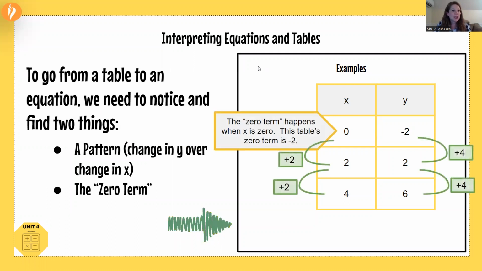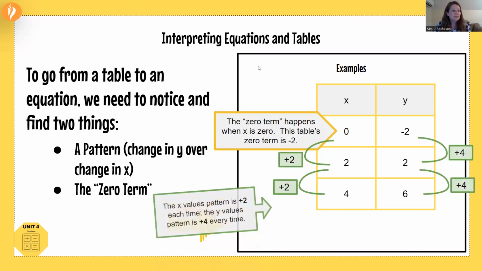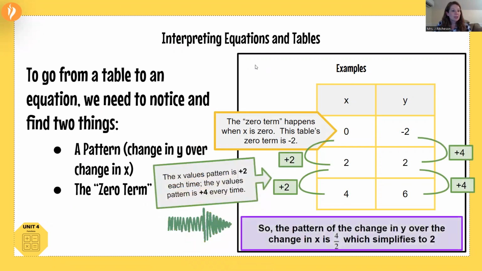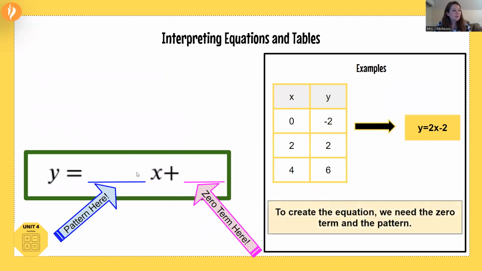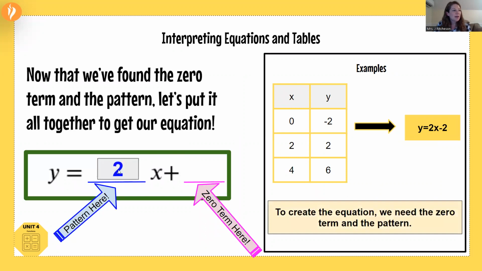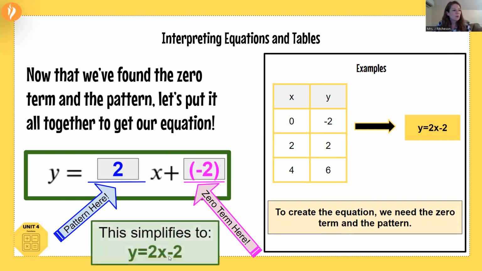All right, there's our change in y over change in x. And 4 over 2 simplifies to 2. And that's where we got our 2x from. 2 times x is the pattern. And then the 0 term right here, when x is 0, y is -2. There it is. And then when we simplify that, we get this equation, y equals 2x plus 2, or excuse me, 2x minus 2. And the good thing is, after you write your equation, you can always check your answers.